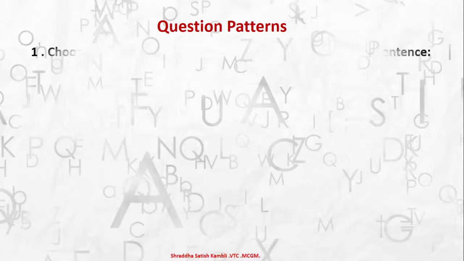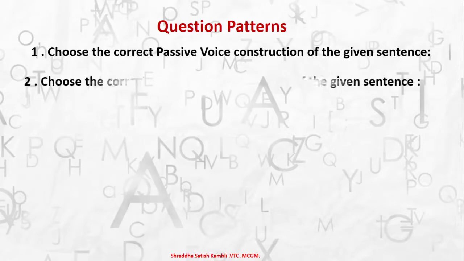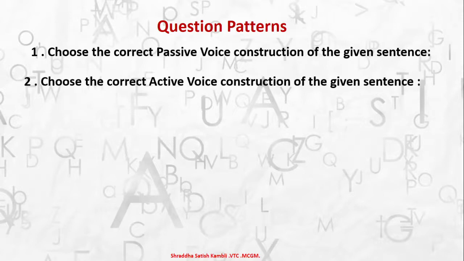So we have pattern 1 which says choose the correct passive voice construction of the given sentence, which we are already familiar with now. We have already done this. Okay, then we have choose the correct active voice construction of the given sentence, just the opposite of it. You chose the correct passive voice construction. Now you choose the correct active voice construction.